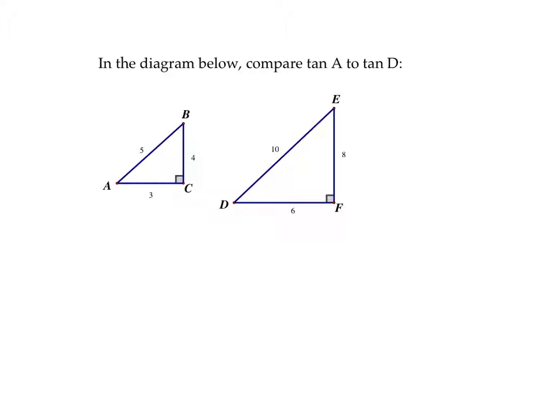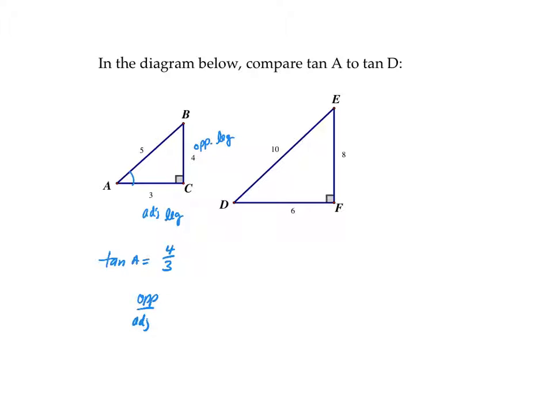Okay, for example 2, in this diagram, we have to compare the tangent of angle A to the tangent of angle D. So in our triangle on the left, here's angle A. 4 is the opposite leg. 3 is the adjacent leg. So the tangent of angle A will be equal to 4 over 3. Opposite over adjacent.